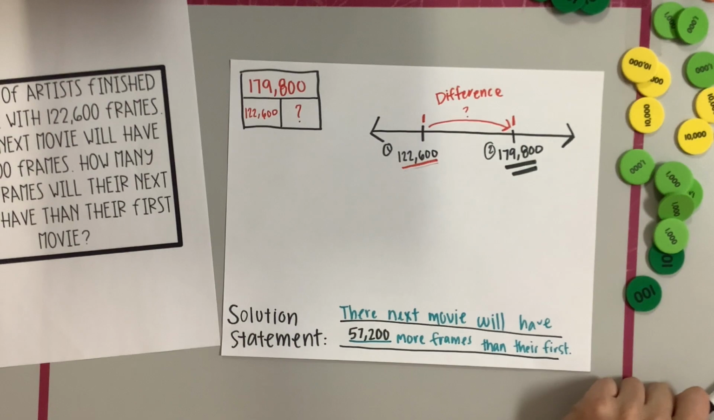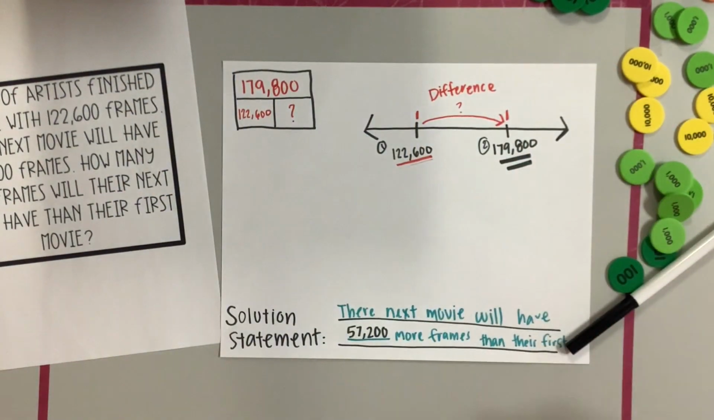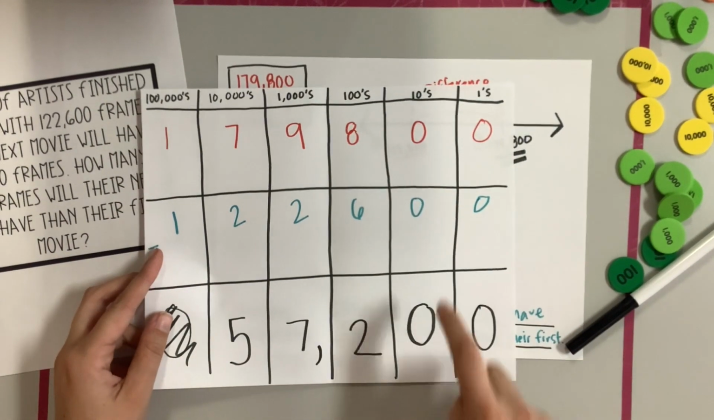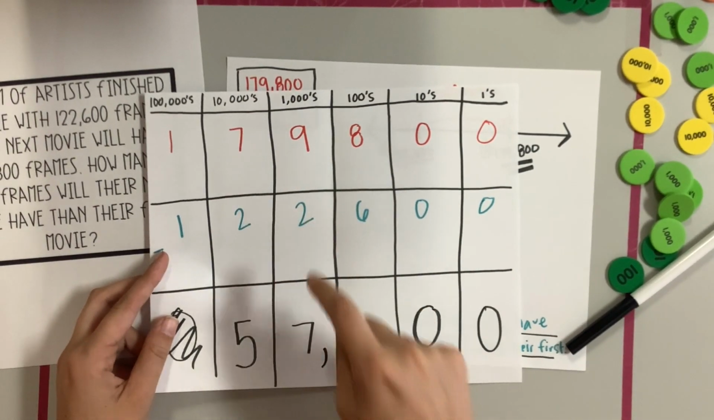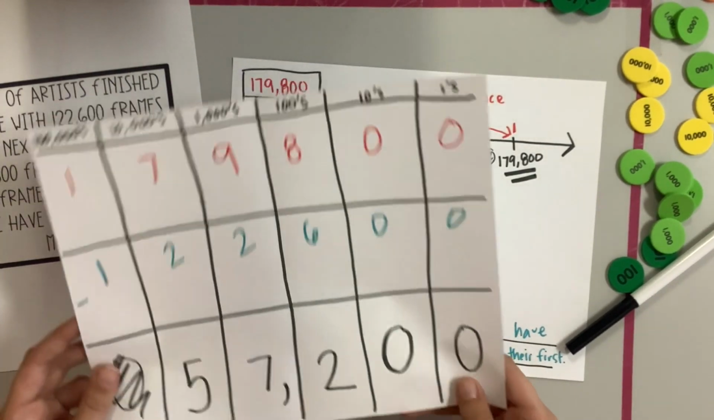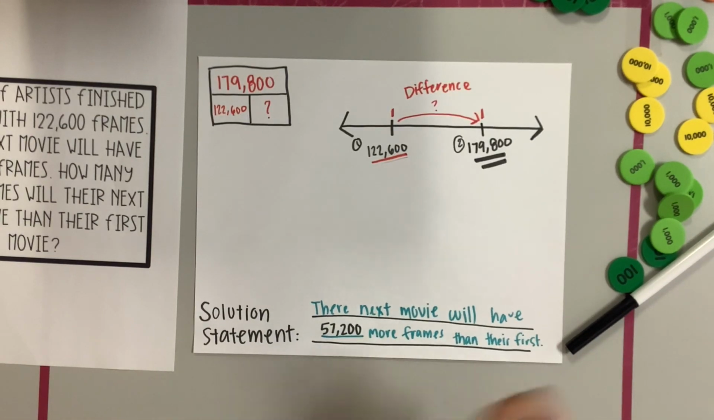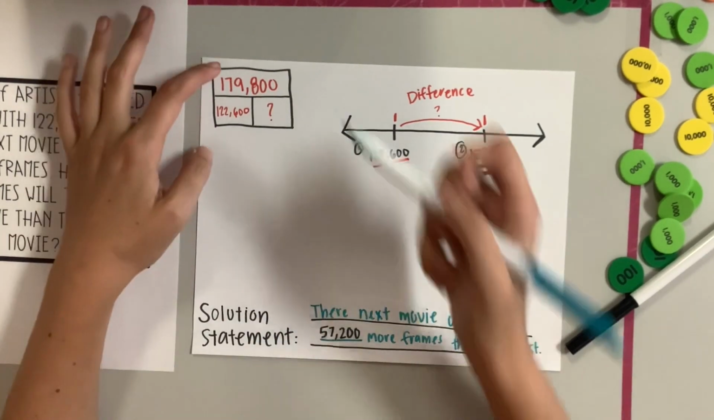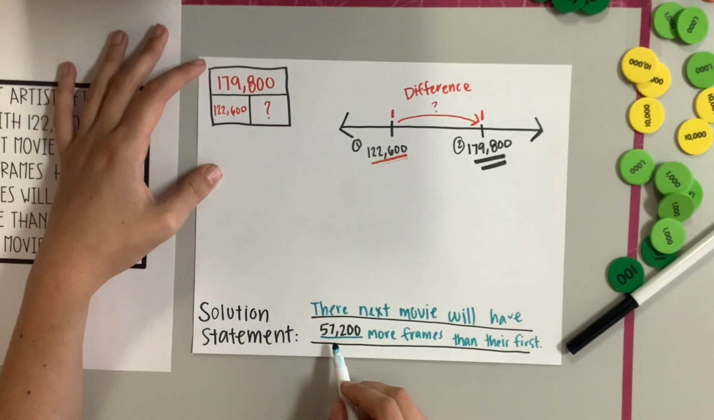Now, let's be good problem solvers and let's check for mistakes and reasonableness. So, 0 minus 0 is 0. 0 minus 0 is 0. 8 minus 6 is 2. 9 minus 2 is 7. 7 minus 2 is 5. 1 minus 1 is 0. Okay, so we think our answer is correct, and I think our answer is reasonable because I was subtracting this from this number. So whatever's here should be less than that total, and it's definitely less than that.